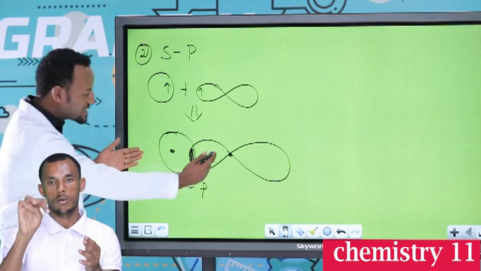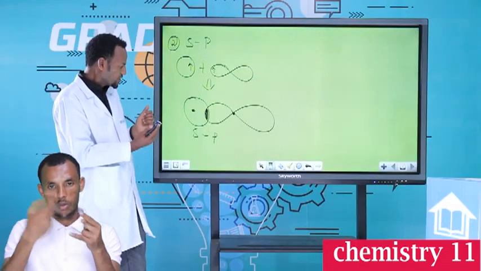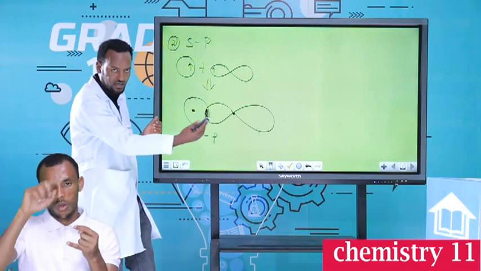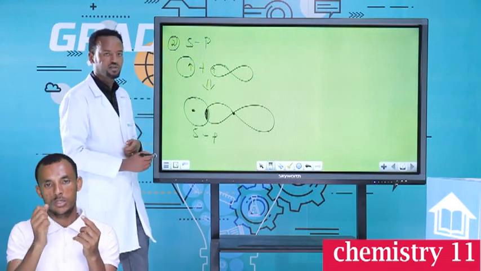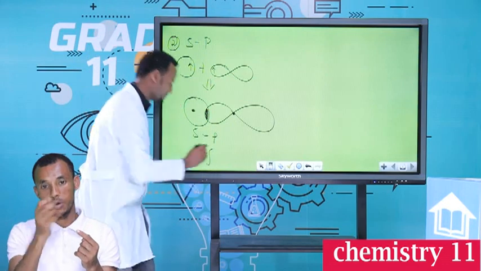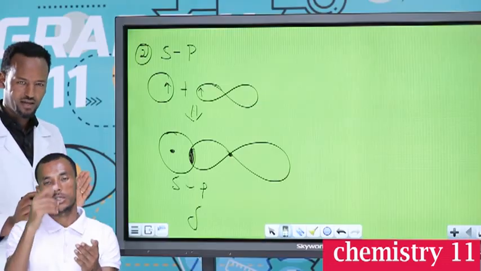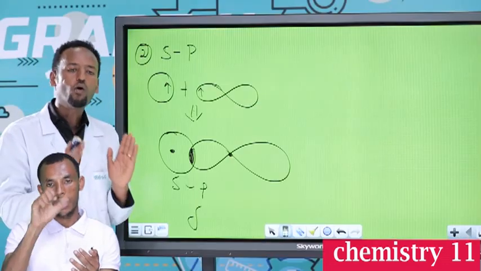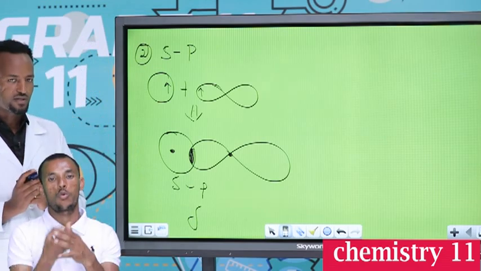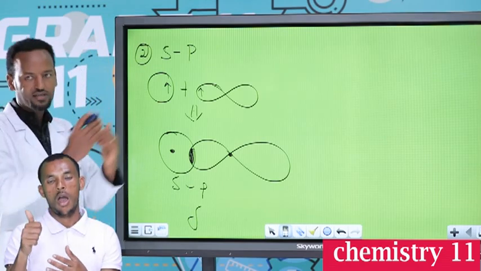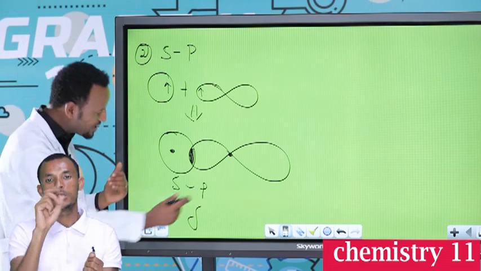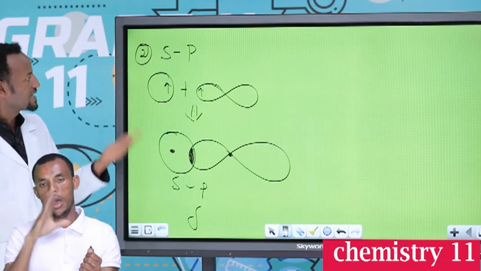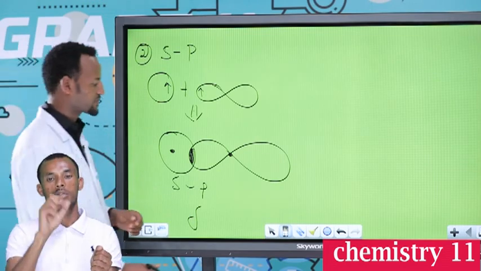Why sigma? Because this is end-to-end. End-to-end is formed by S with S or S with P. Again, it's possible. Therefore, this one again, sigma. By the way, S orbital always produces sigma bonds. That means S with S, sigma. S with P, again, sigma. This is the second type of overlap.